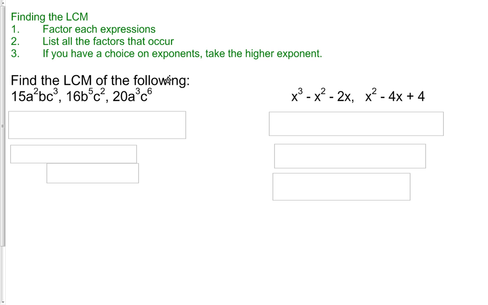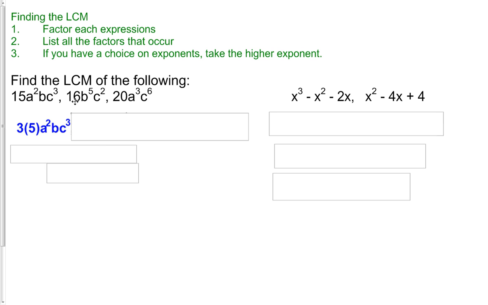To find the least common multiple of these three expressions, we're going to start by completely factoring them. We see a 15 out front. We know that 15 is 3 times 5, and 3 and 5 are both primes, so those are going to be two of our factors. A squared, b, c cubed, these are all already factored, so we'll just leave them as they are.